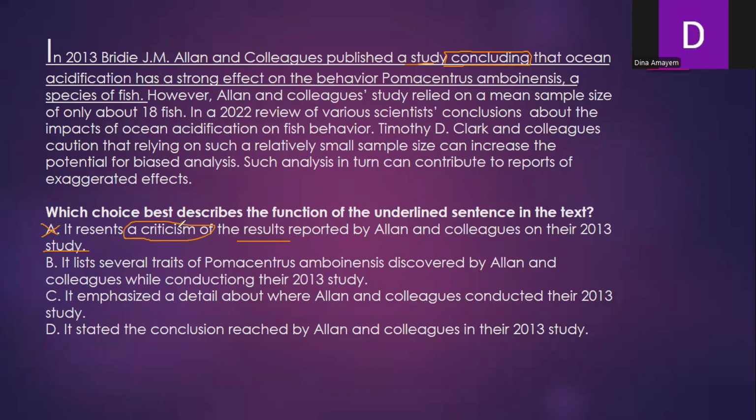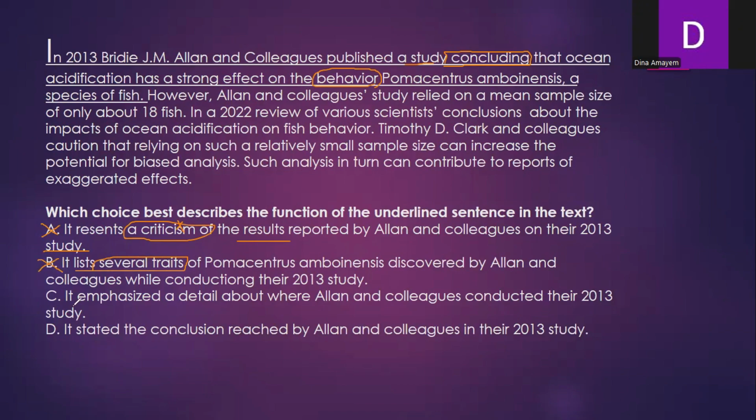And then we said one word off means that everything is crossed out. It lists several traits of Pomacentrus amboinensis discovered by Allen and colleagues while conducting their study. So did we mention any traits of this species? No, we only mentioned that the behavior changed, and we didn't mention any traits. So letter B is eliminated as well.